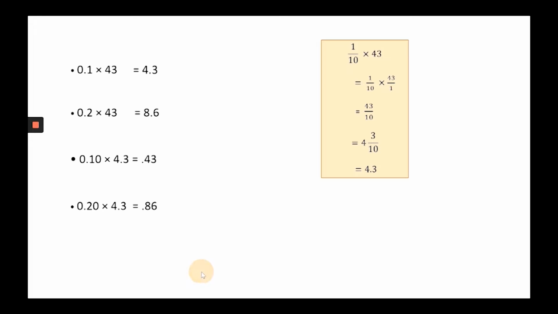Okay, did you say 86 hundredths? Nice work. So what's the connection? This factor doubled and this one stayed the same, just like above. When one factor doubles and the other stays the same, then the product doubles. 43 hundredths doubled is 86 hundredths.